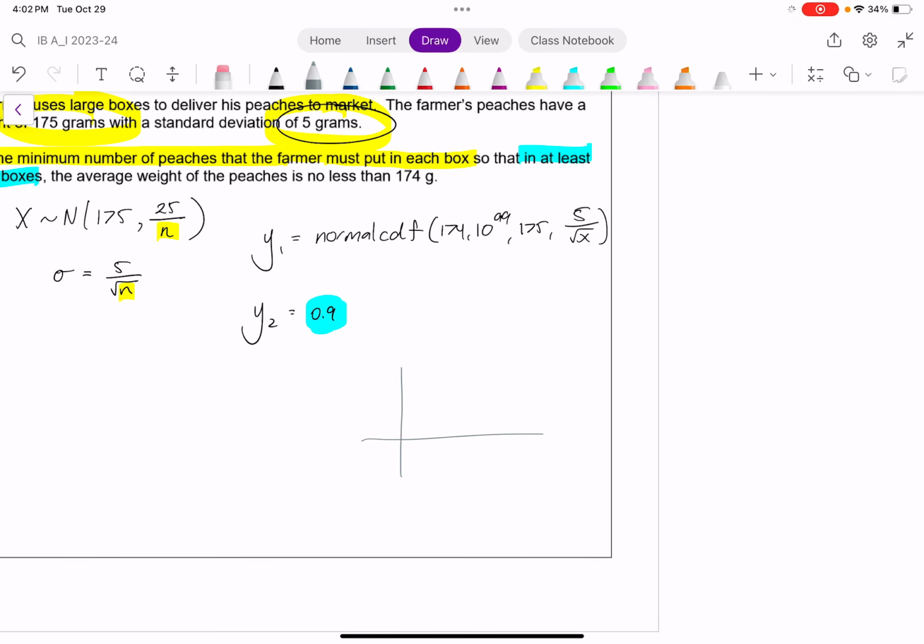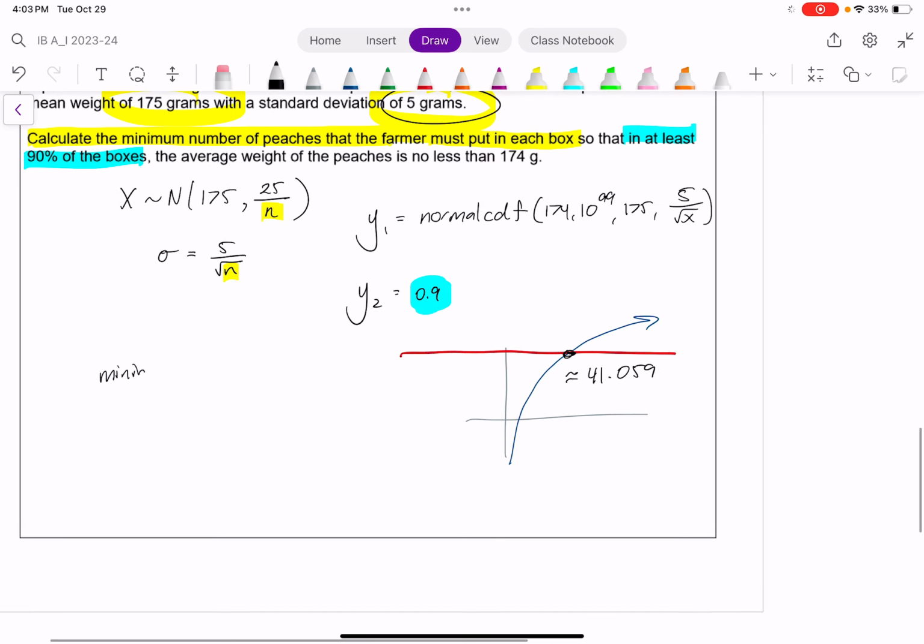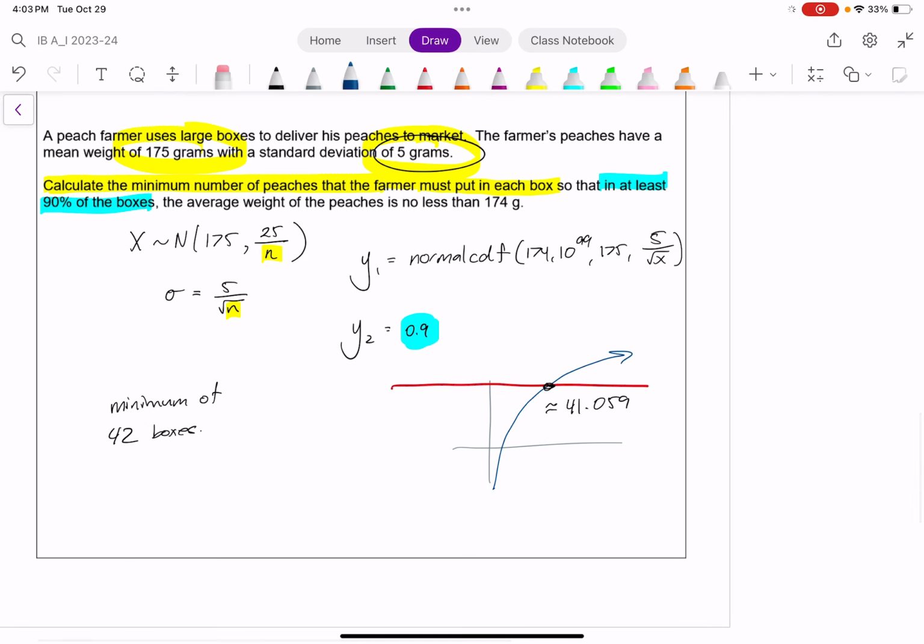And again, we'll see something quite similar to before. One curve looking like this, one being a horizontal line. And they should cross at about 41.059, so a little bit more than 41. And since we have to have a whole number of peaches, we must bring it up to 42. So there must be a minimum of 42 peaches to ensure that at least 90% of those boxes, 90, not boxes, 42 peaches, poor peaches. There we go. And if we have a minimum of 42 peaches in each box, then we can rest assured that 90% of them will have an average weight of the peaches no less than 174 grams.